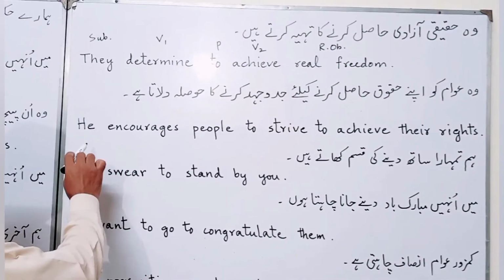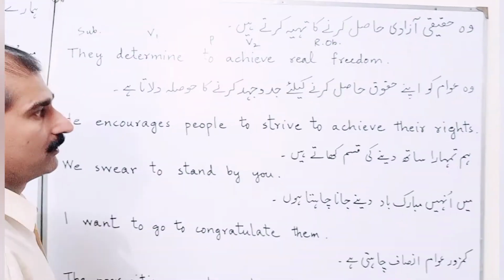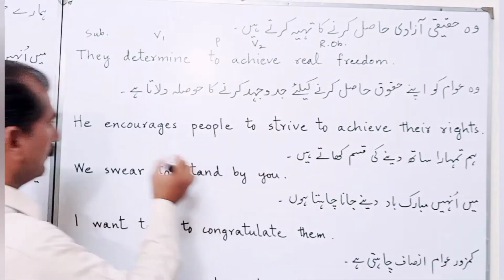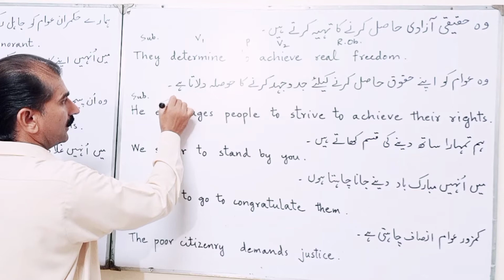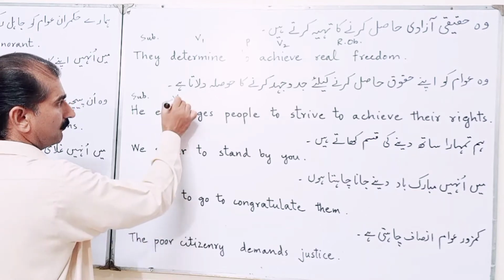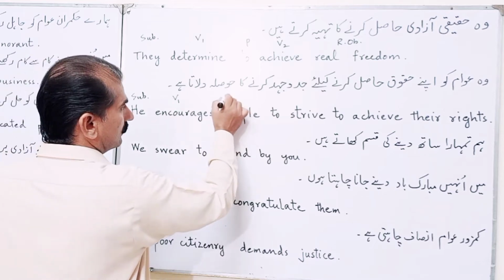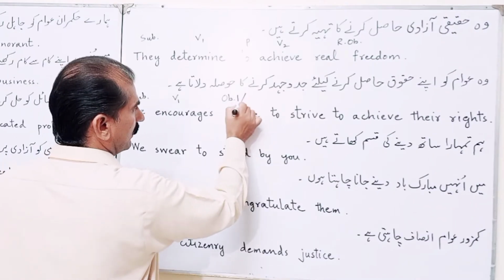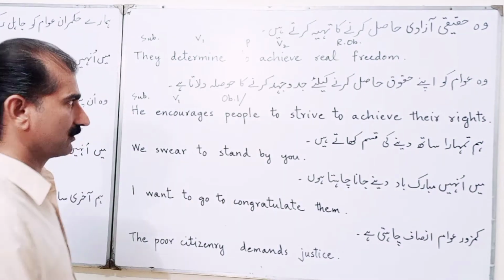Now a single subject is applying a verb on the people to strive to achieve their rights. Now pay attention to its order of the words. He is... encourages is the main verb used by the subject on the object one, which is people, but at the same time people is performing two functions.